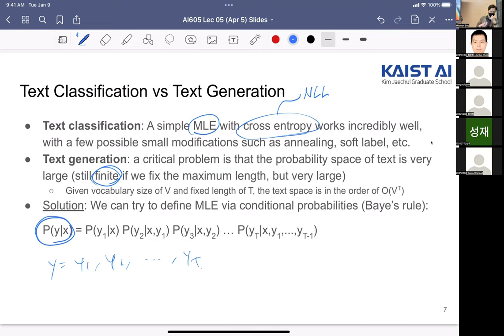To handle this, we first define the probability of y1 given x. Then we define the probability of y2 given x and y1, and we just continue like that. This is a strict equality because of the Bayes rule, so it's not an approximation, it's exactly equal. Now we have decomposed the original distribution into T distributions, where each distribution corresponds to the generation of one word.